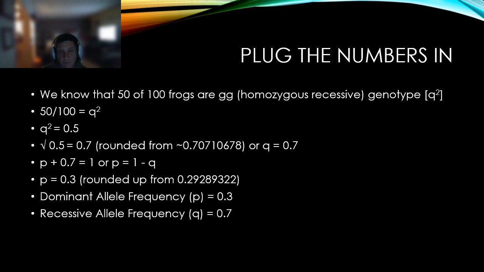So if q equals 0.7, we know p plus 0.7 equals 1, or we can rephrase that as p equals 1 minus q, or 0.3. So we solve for p, and we get 0.3, rounded up from 0.29 and continuing numbers. But that gives us p and q for the original equation. So the dominant allele frequency represented by p is 0.3, and the recessive allele frequency represented by q is 0.7. See how that works.